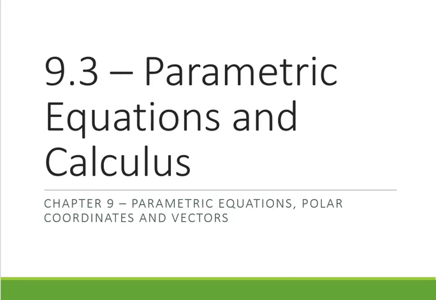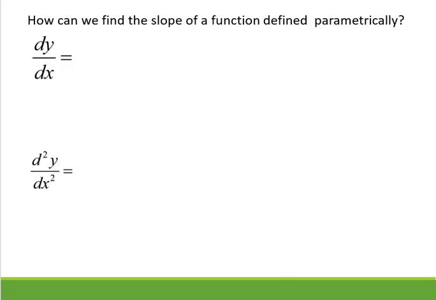Today we're going to be talking about parametric equations and some calculus having to do with parametric equations. So how do we define the slope of a parametric curve? Remember that a parametric curve is defined in terms of t. So we find dy/dt and we divide it by dx/dt.